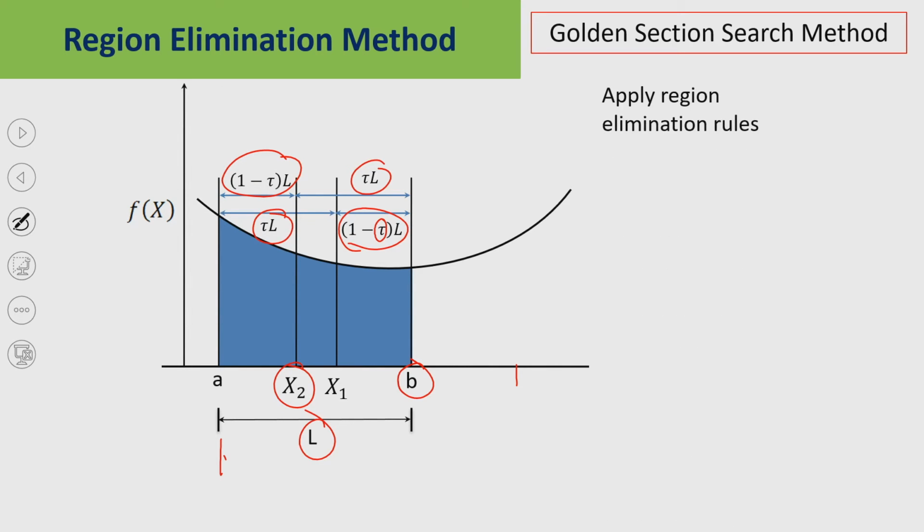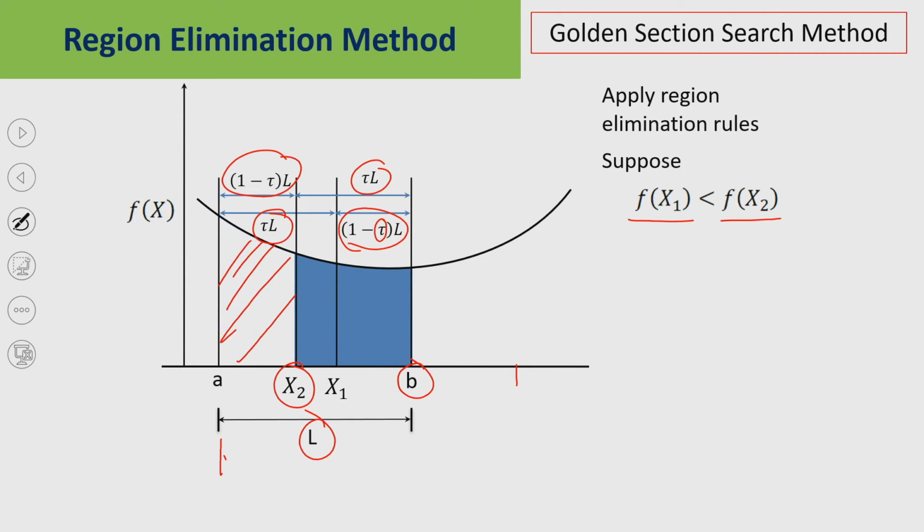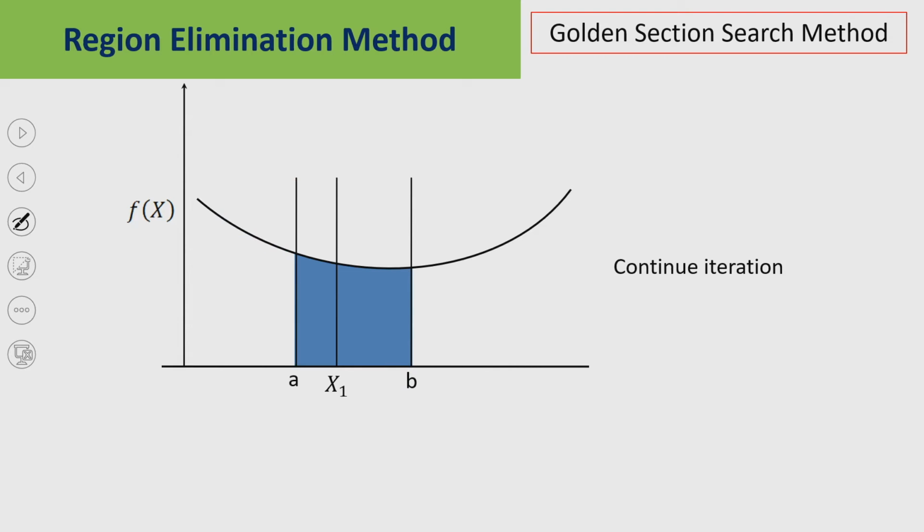Now, again I will apply the region elimination rules and suppose in this case f of x 1 is less than f of x 2. That means f of x 2 is greater than f of x 1, so this region can be eliminated. I am getting a new A B, and this will be your new L. If you look at it, this value will again be tau L for the new L and this value will be 1 minus tau L for the new L. So, this iteration will continue.